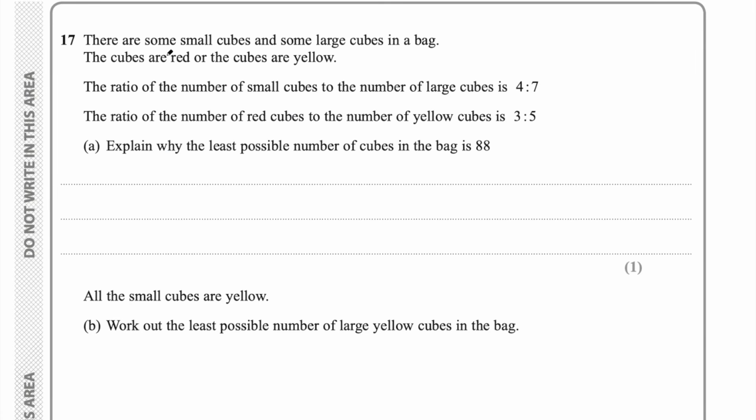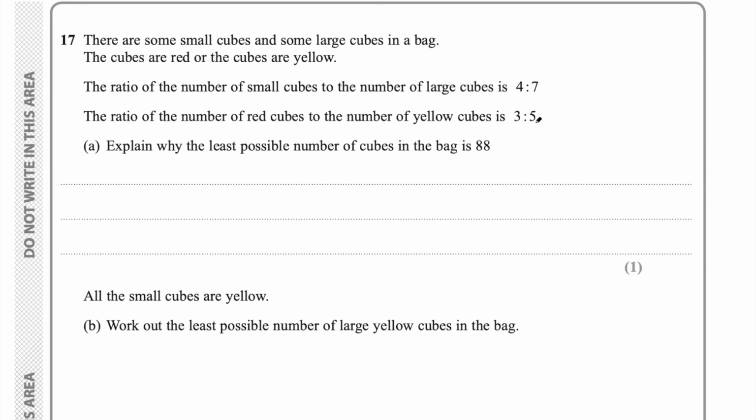Question 17 says there are some small cubes and some large cubes in a bag. The cubes are red or the cubes are yellow. The ratio of the number of small cubes to the number of large cubes is 4 to 7. The ratio of the number of red cubes to the number of yellow cubes is 3 to 5. Explain why the least possible number of cubes in the bag is 88.